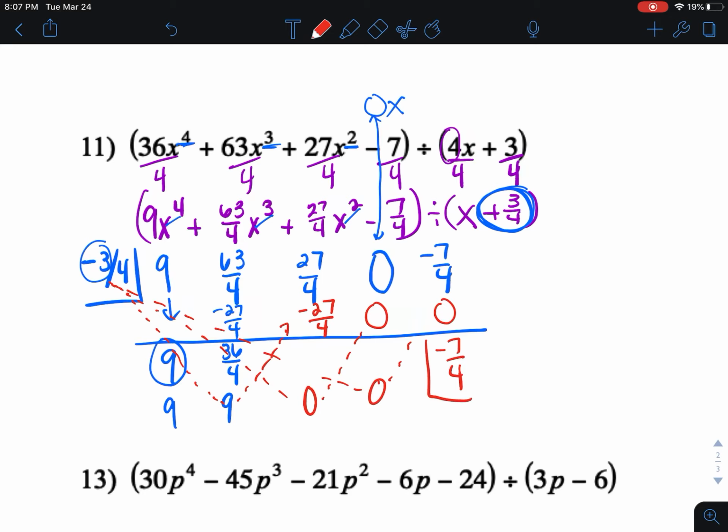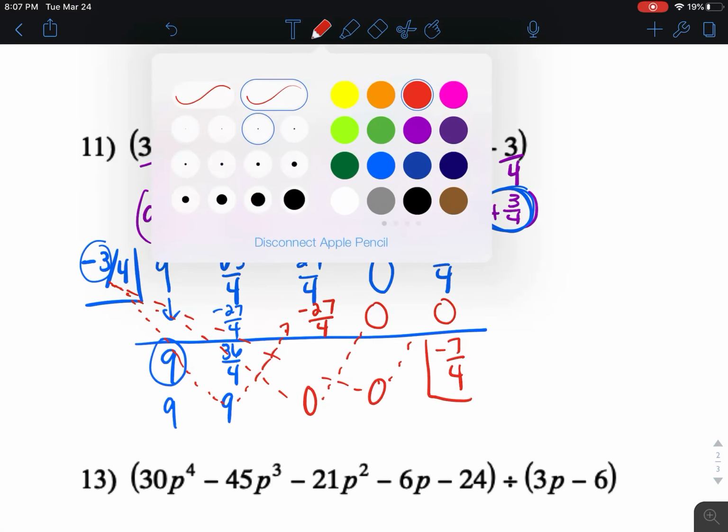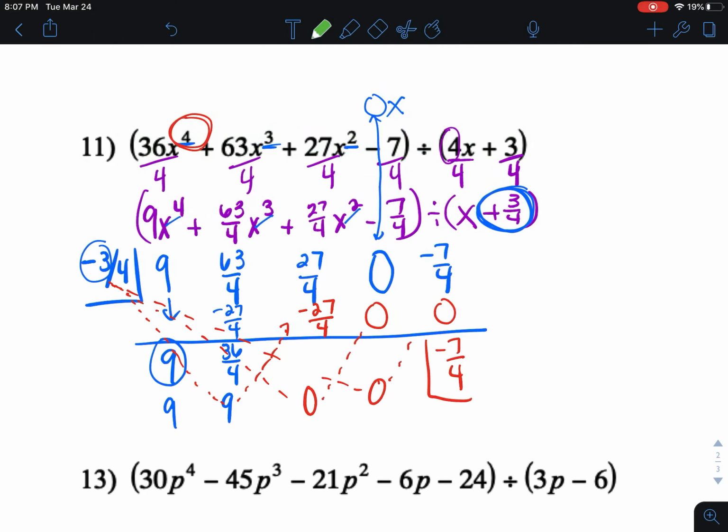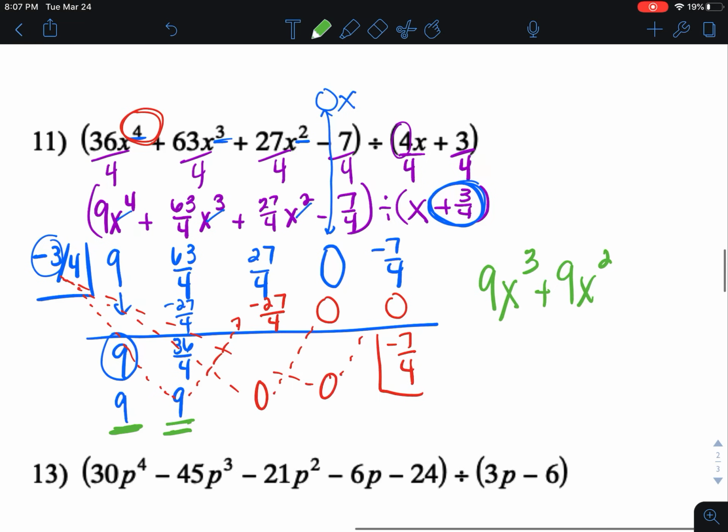All right, so our original problem was to the 4th. So our answer is going to be to the, correct, to the 3rd. So we're going to have 9. I'm taking it from right here, this 9, x to the 3rd. Then we have this 9, x squared. And then do I need to write anything if they have zeros? Nah, I don't need to write those. But I do have to deal with this remainder.